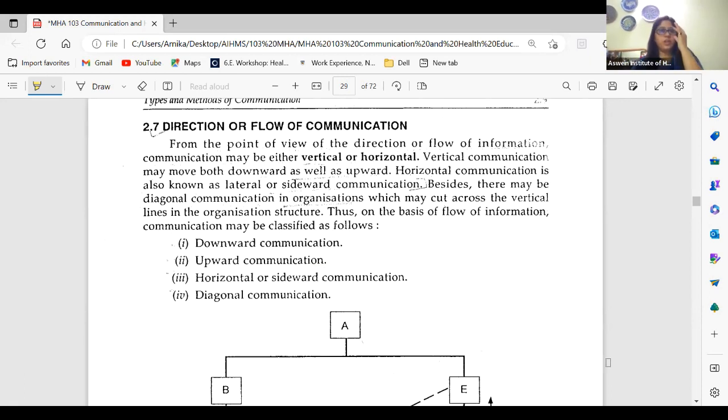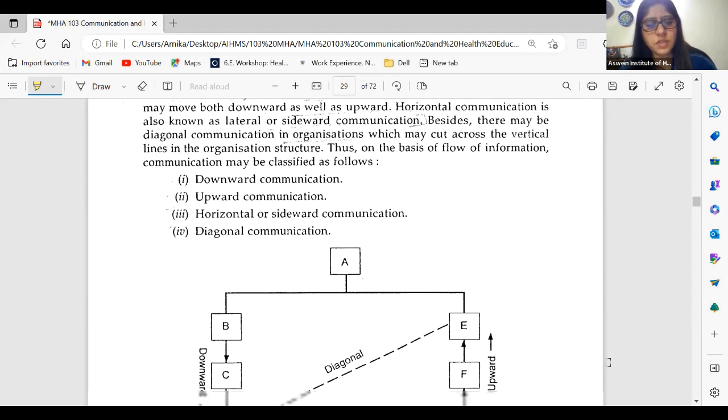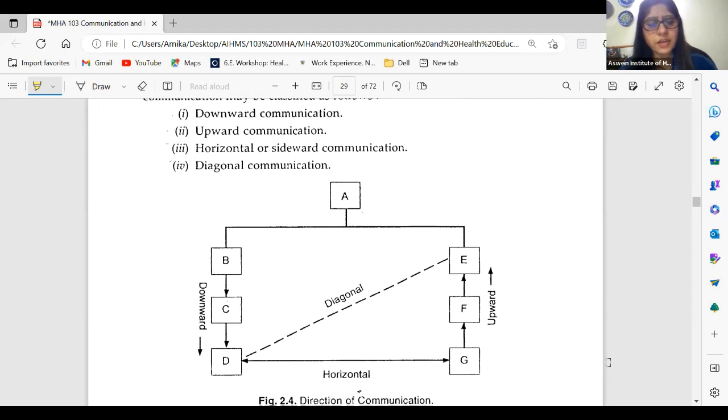Now we will talk about the flow or directions of communication. As you can see: downward, upward, horizontal, diagonal. I hope you all understand these four terms. So first, let's talk about diagonal. As you can see, what is happening? People are talking among themselves, but diagonally also they are talking.